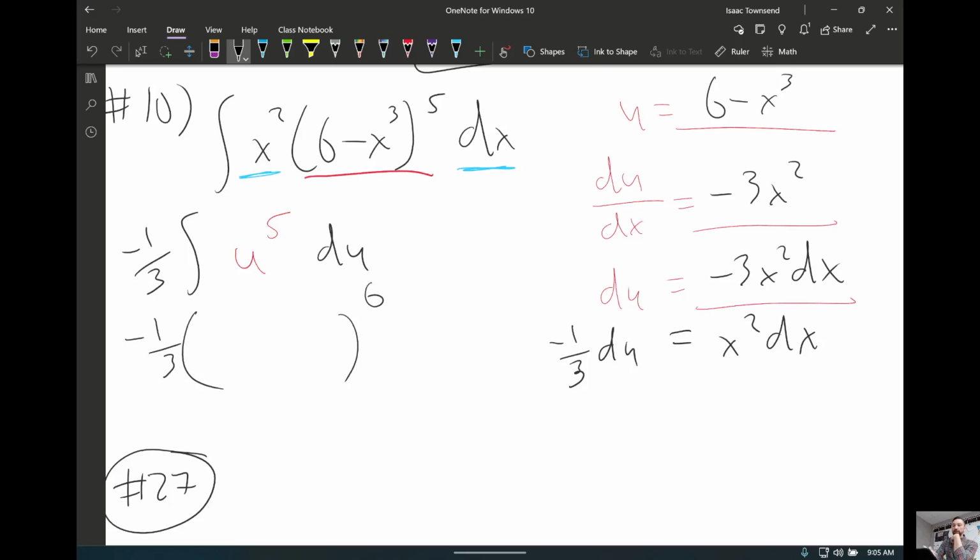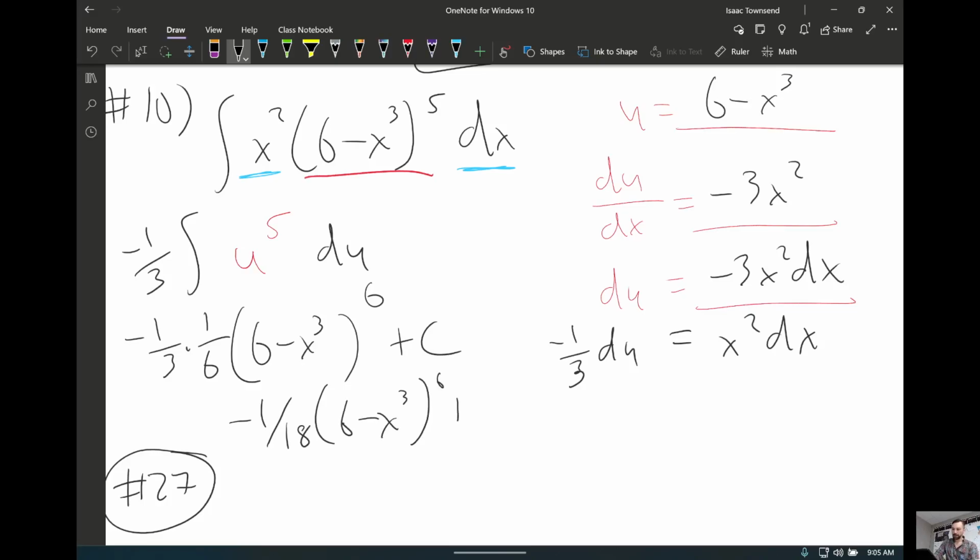Raise the power by 1, divide by the new power, plug this stuff back in for u. You need a plus c, and I guess we might as well multiply these together while they're there. Again, I'm not trying to be dismissive of the end of the question. It's important too. It's just that you've been practicing the end of these questions for a while, so that's not where my focus is today.